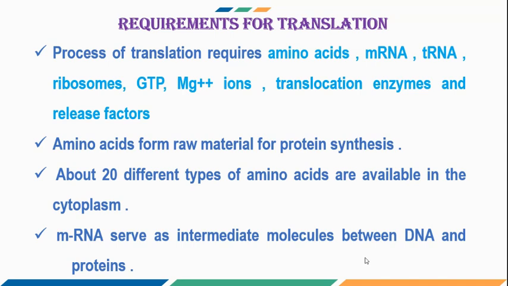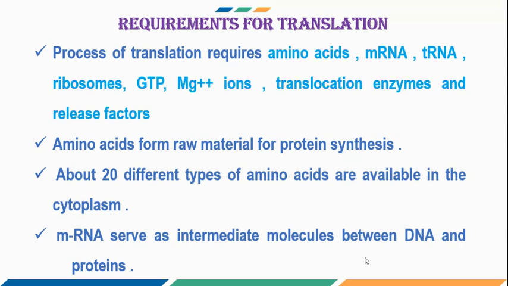Ribosomes are also called the protein factory and they join the amino acids into a polypeptide chain. GTP is a source of energy which is required for the translation process. Magnesium ions assemble the smaller and larger units of the ribosome. Translocation enzyme is required for the translocation of the ribosome on mRNA, and release factor is required for the termination of the translation process. The amino acids form the raw material, and there are 20 different types of amino acids.